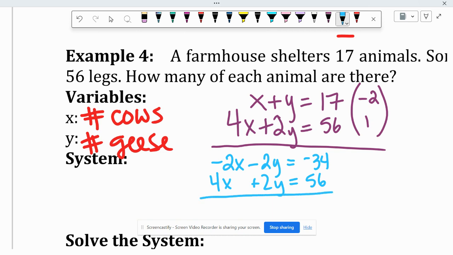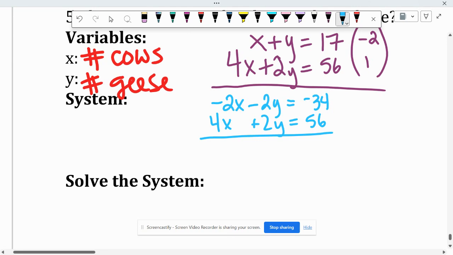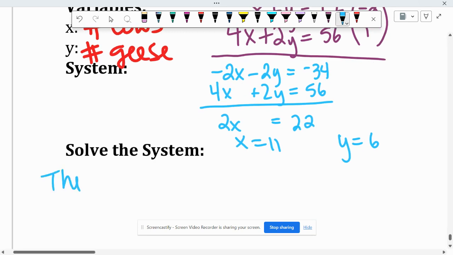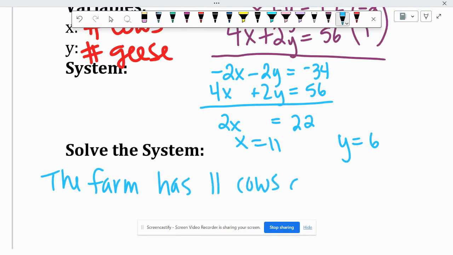So when I add my two equations together, -2x and a positive 4x give me 2x. -2y and positive 2y cancel out. Negative 34 and positive 56 give me positive 22. So how many cows do I have? I have 11 cows. If I have 11 cows, how many geese do I have, Braden? 6. Good job. So let's say that the farm has 11 cows and 6 geese. That is it. That's how we do it.